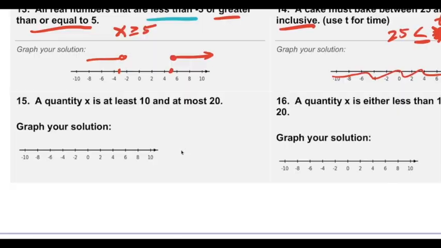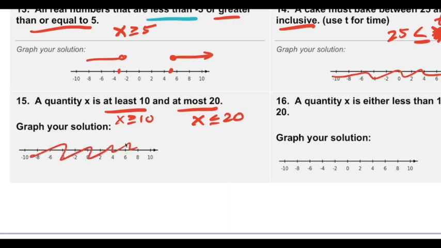So there we go. A quantity x is at least 10 and at most 20. So at least 10, greater than or equal to 10, and at most 20. So x is less than or equal to 20. If you think about it on the number line, the most we could go is 20, and the smallest we could go is 10.